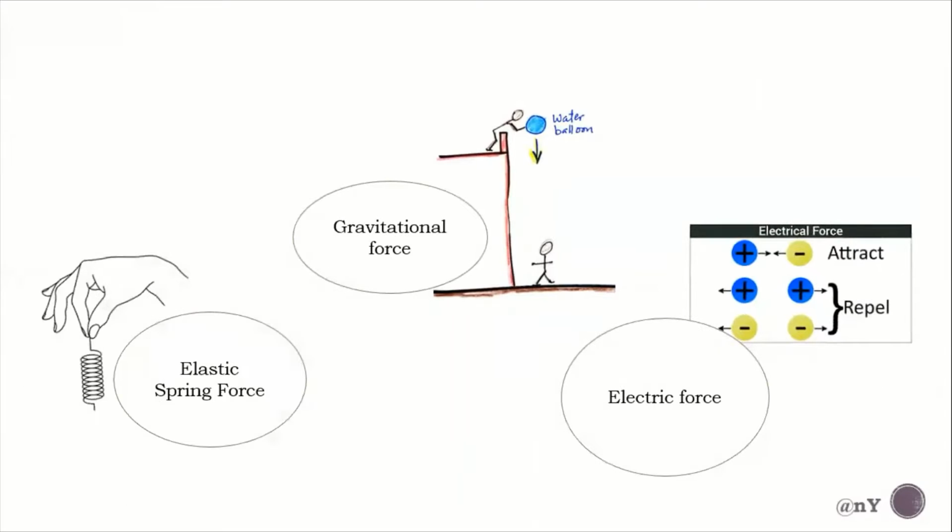Examples of a conservative force. We have gravitational force, elastic spring force, electric force, magnetic force, etc. In all these forces, since they are conservative forces, there will be no energy loss irrespective of the path we take, whether it's smooth or whether it's rough.